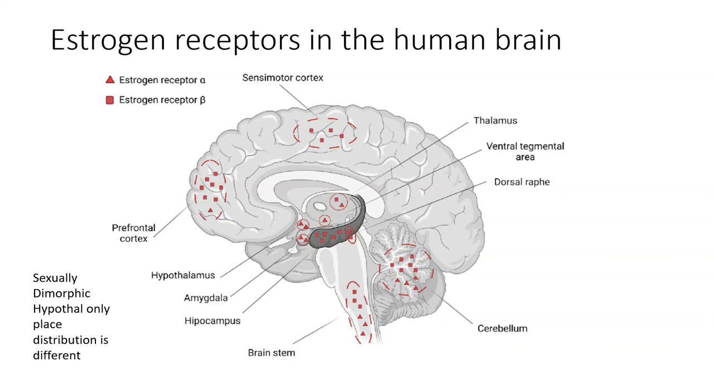The beta receptors are found mainly in the hippocampus. I won't get into the details why. But it's obvious that estrogen is important in prefrontal cortex, sensory motor cortex, and in the cerebellum. The cerebellum is involved in social behavior, as I mentioned earlier. We've not had the time to delve into that in detail, cerebellar function and social behavior, but not surprisingly, estrogen is involved there. And the only part of the brain where estrogen receptor distribution is sexually dimorphic is in the hypothalamus, again, as we discussed in the earlier lecture.